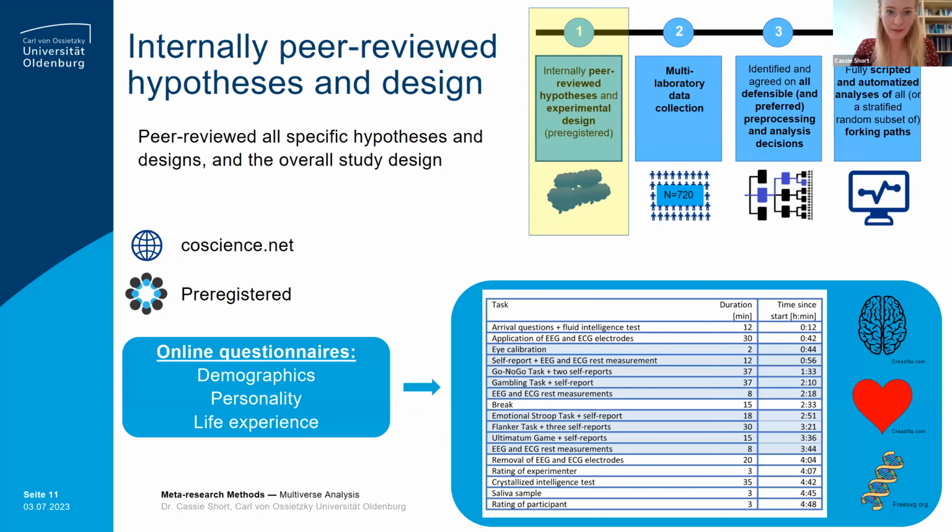So yes, we'll start with step 1, internally peer-reviewed hypothesis and design. So what happened was all of the different labs contributed at least one hypothesis that they wanted to test. And then we all sat down together and we peer-reviewed each other's hypotheses, and we did this on an online forum, which is the coscience.net.